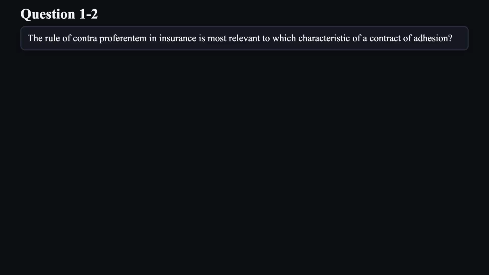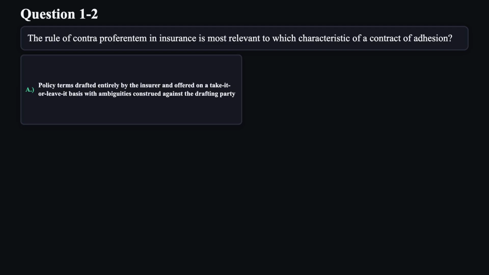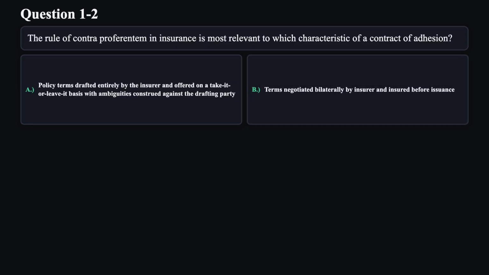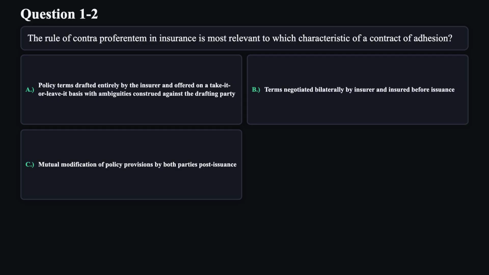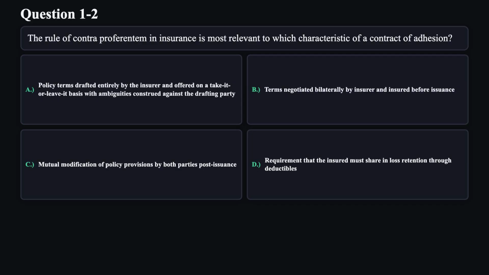Question 2. The rule of contra proferentem in insurance is most relevant to which characteristic of a contract of adhesion? A. Policy terms drafted entirely by the insurer and offered on a take-it-or-leave-it basis with ambiguities construed against the drafting party. B. Terms negotiated bilaterally by insurer and insured before issuance. C. Mutual modification of policy provisions by both parties post-issuance. D. Requirement that the insured must share in loss retention through deductibles.